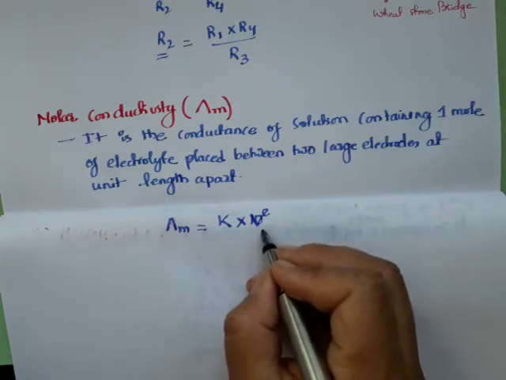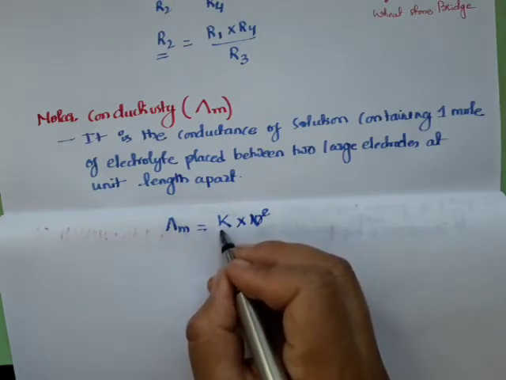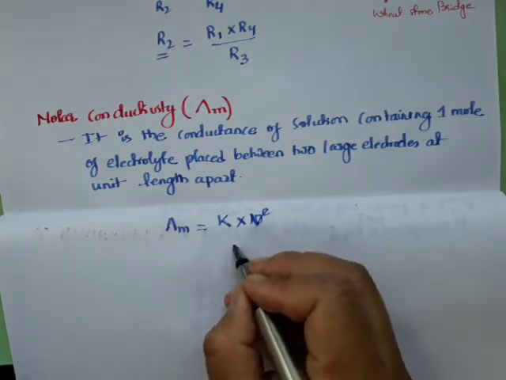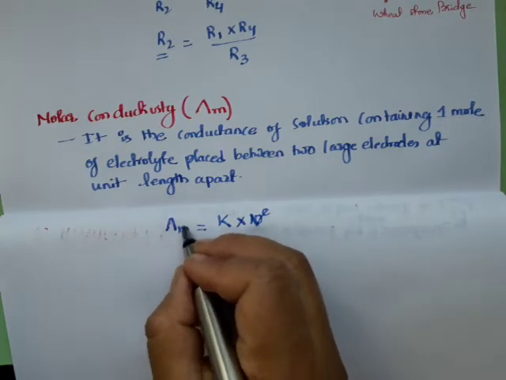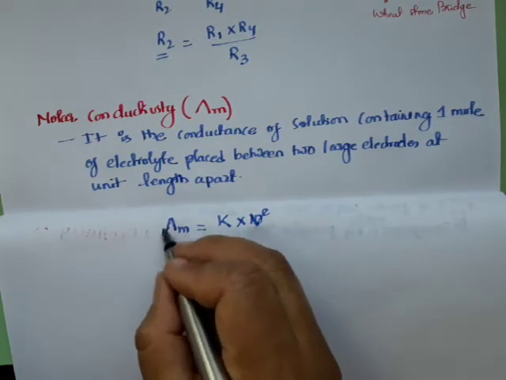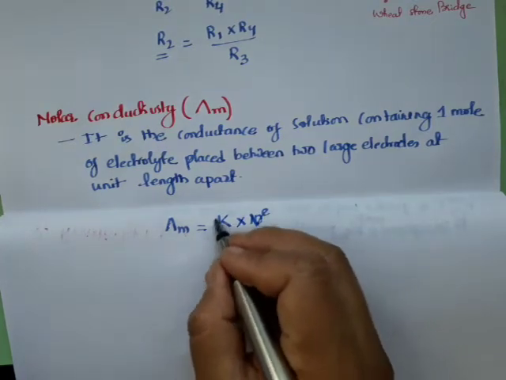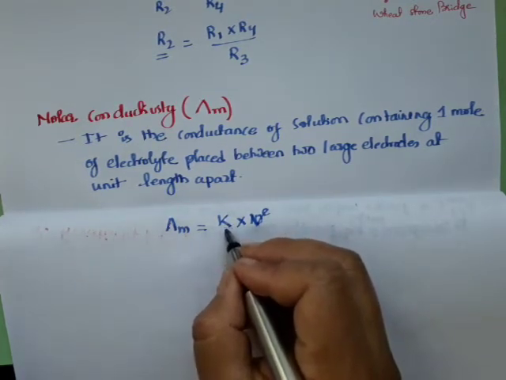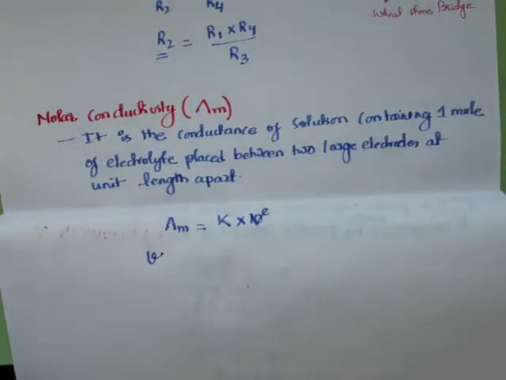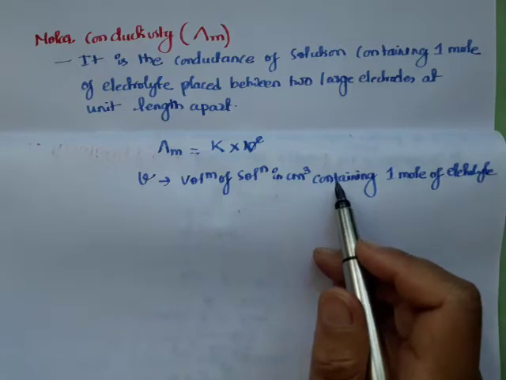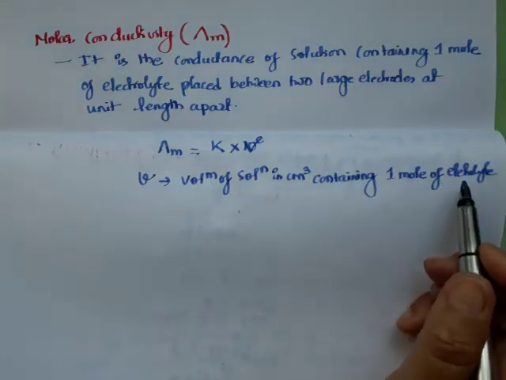Suppose unit volume. You know that if the cost of 1 pen is 5, so let this be 5. So what is the cost of 100 pens? So 5 into 100. So 100 pens means the total. So this is your conductivity of volume V of solution, and this is the conductivity of unit volume. Now V is your volume of solution in centimeter cube containing 1 mole of electrolyte.